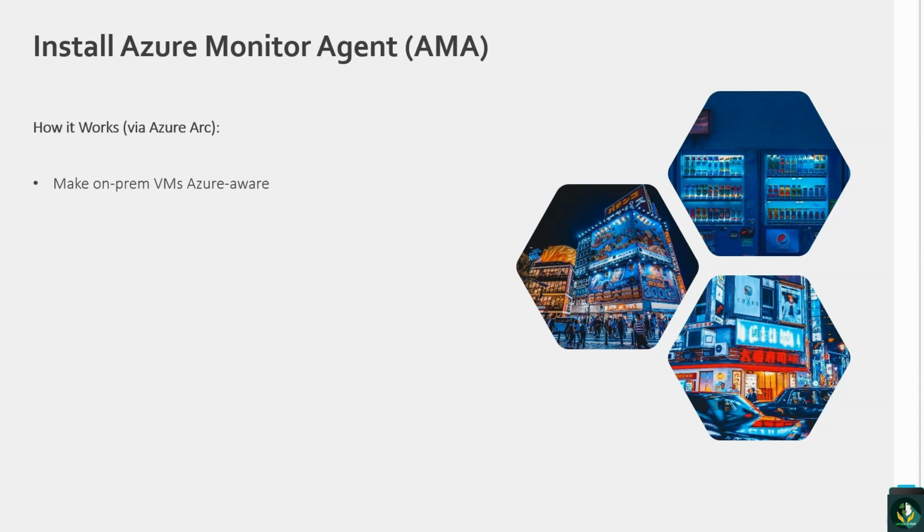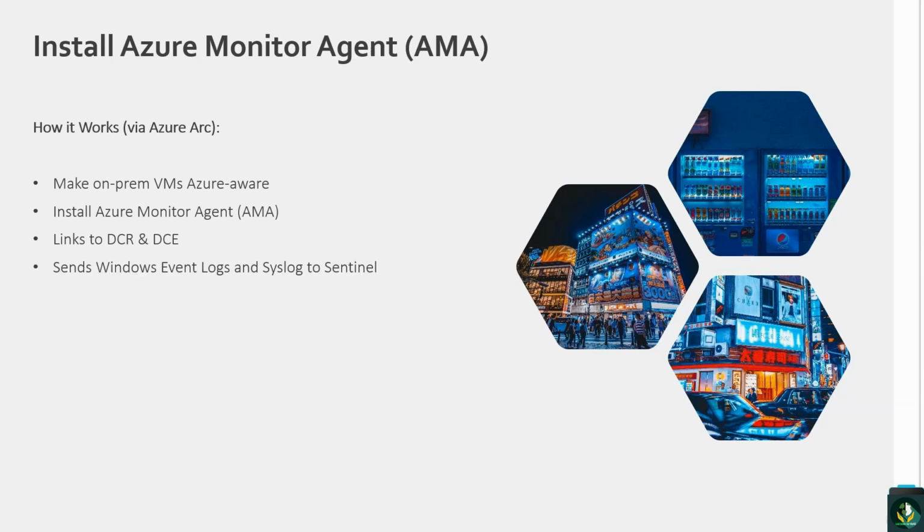To do this, we will use Azure Arc. Azure Arc lets your on-prem machines become Azure aware without moving them into the cloud. Once a VM is Arc enabled, we can generate a Sentinel onboarding script directly from Azure. Running this script will install the Azure Monitor Agent on the virtual machine, link the agent to our data collection rule and data collection endpoint, and start sending logs from the machines into Sentinel automatically. Imagine it like adding sensors to your physical machines.